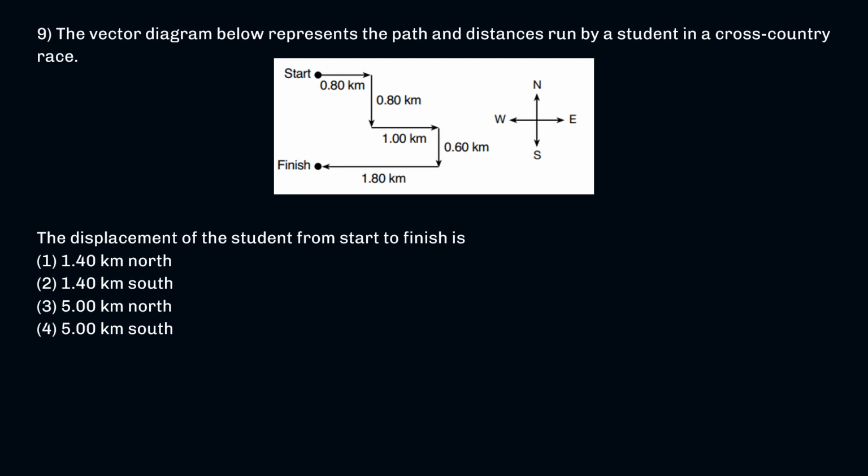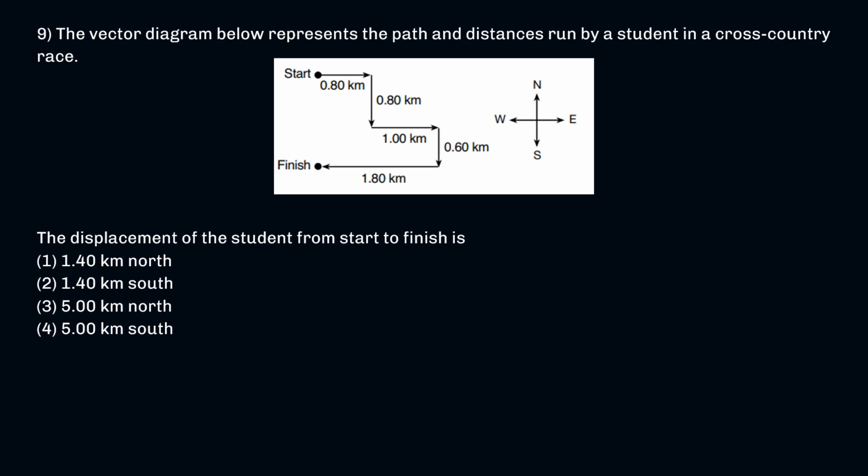All right, so example number 9. The vector diagram below represents the path and distances run by a student in a cross-country race. The displacement of the student from start to finish is. All right, so we just have to define what displacement is. And there's no equation for displacement given on the reference table, so it's just more of an idea known.